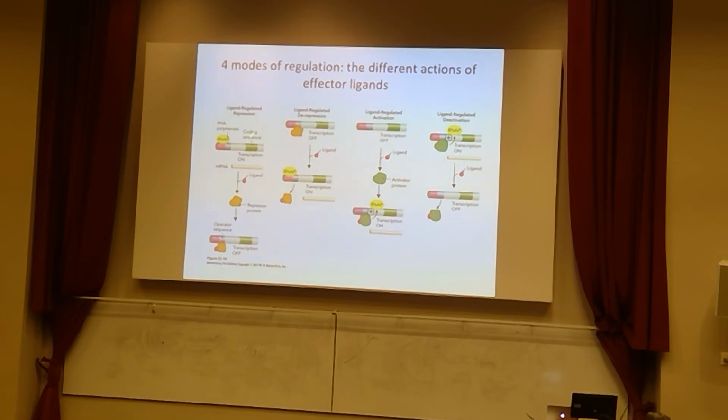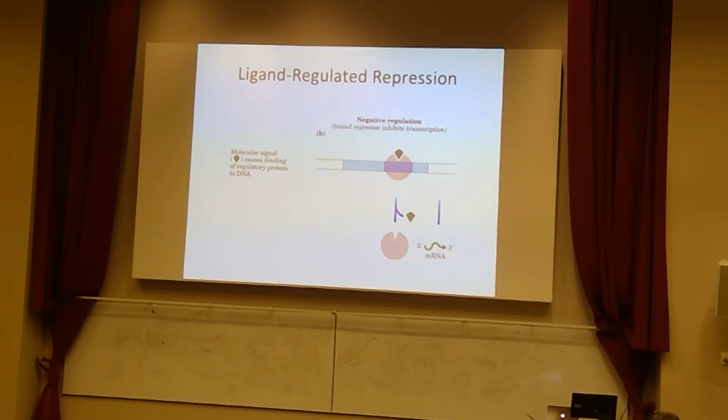There are some interesting mechanisms by which small molecule ligands can influence the activity of activator proteins or repressor proteins and determine whether or not they're going to be carrying out their work. And so there's four different modes of regulation here. This gives you the overview for how ligands can interact with repressors or activators and turn transcription on or off. And I'll go through each one of these here.